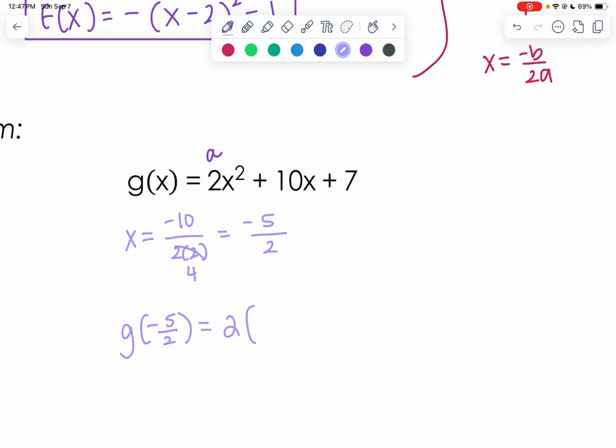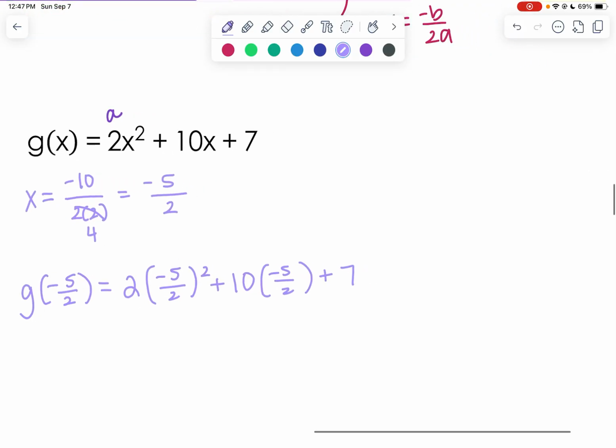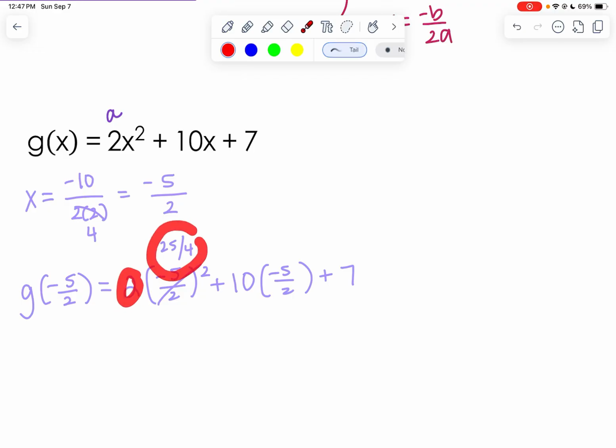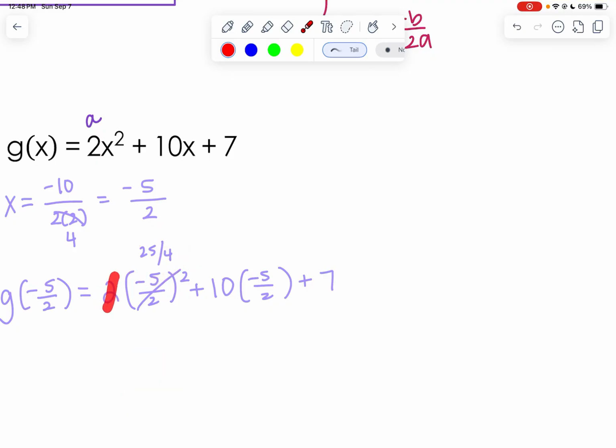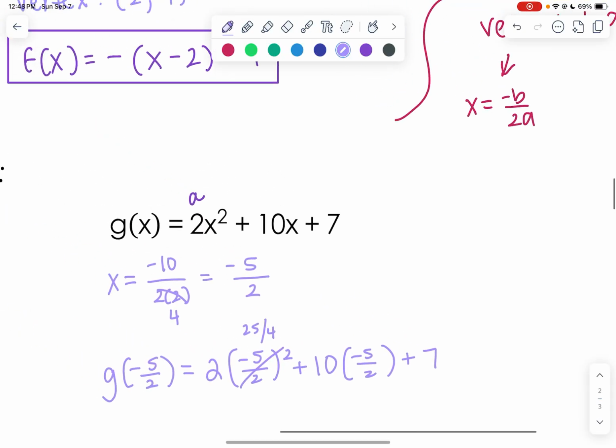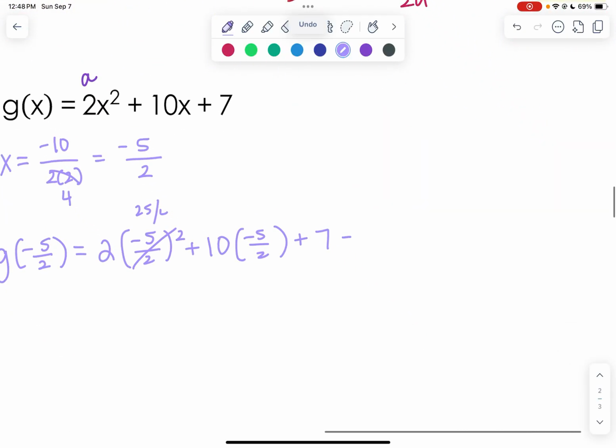So that would be 2 times (-5 over 2) squared plus 10 times -5 over 2 plus 7. Okay. Now, (-5 over 2) squared is -5 over 2 times -5 over 2. That would be 25 fourths. Okay. So 2 times 25 fourths, that would be 50 over 4. That's just going to simplify to 25 over 2. That numerator just kind of cancels out with the denominator. Okay, so that would be 25 over 2.